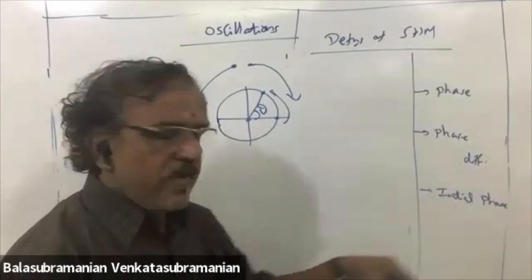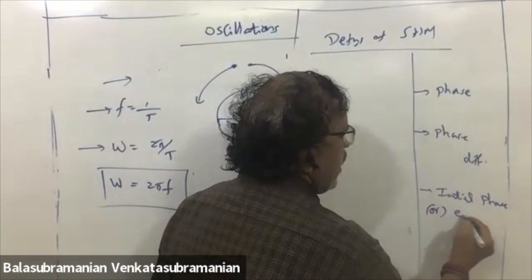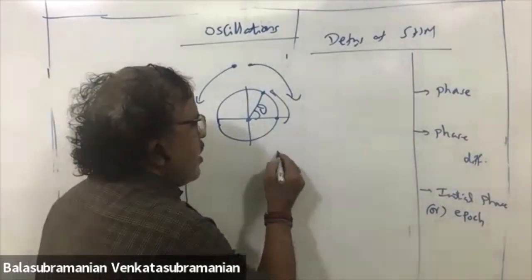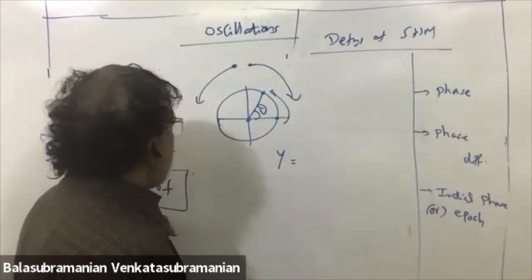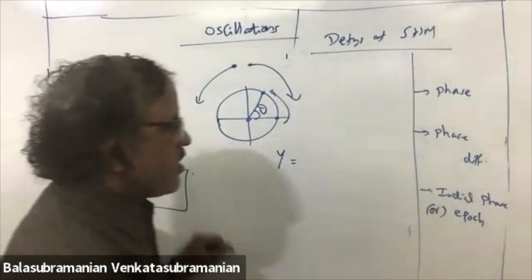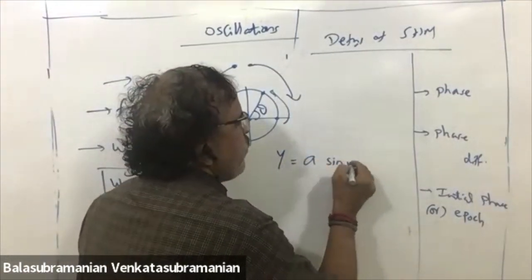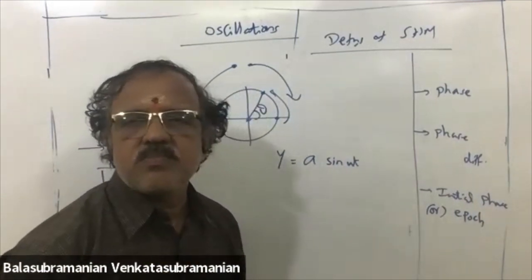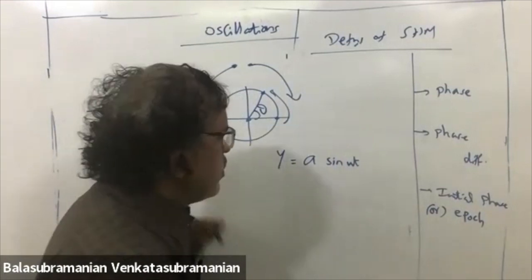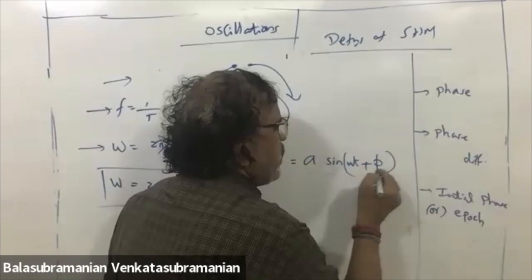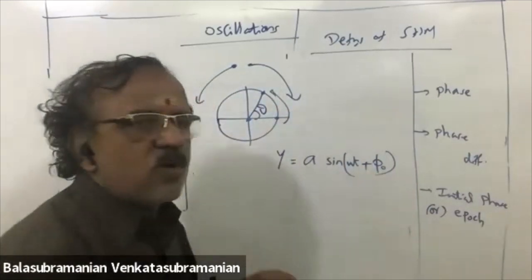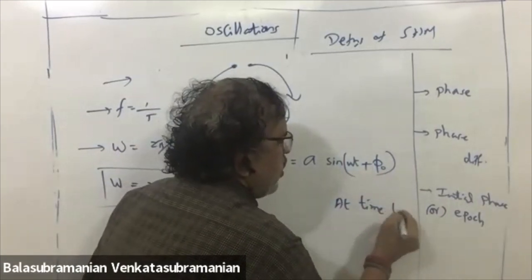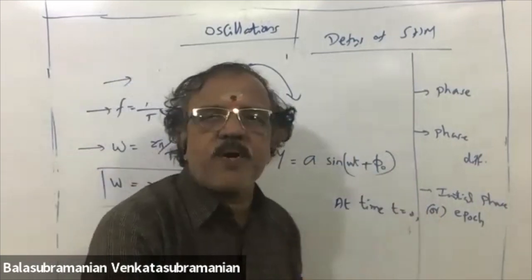Initial phase, other name phi naught. Sir, displacement x or y you take, no problem, anything. Displacement. The equation for simple harmonic motion is y is equal to a sin(omega t plus phi). Phi naught, if we put, that is called initial phase. At time t is equal to 0, what is the phase of the vibrating particle?